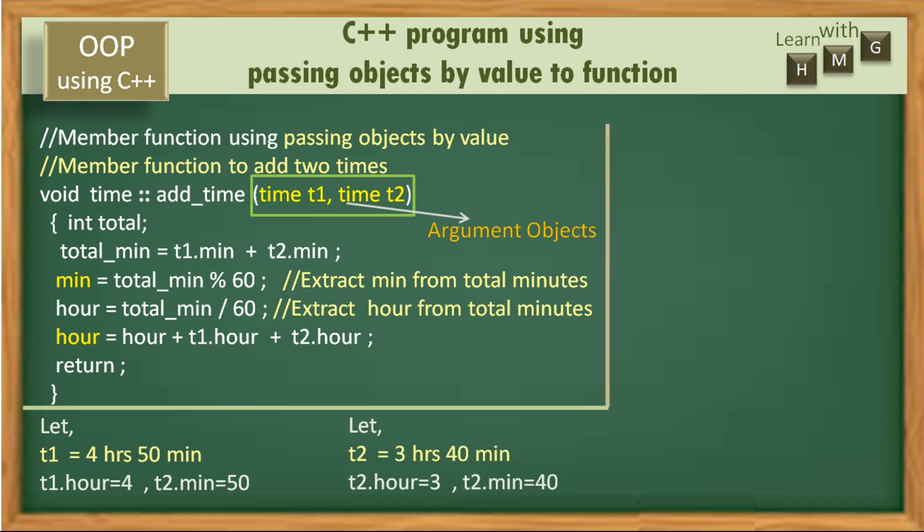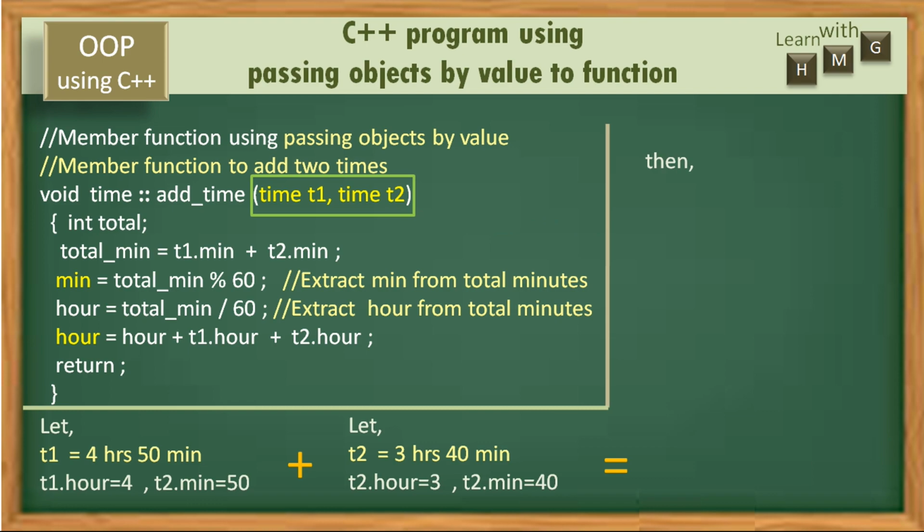Second object is T2 having two values, 3 hours 40 minutes, and these values are used to initialize the data members. T2 dot hour the value is 3, T2 dot minute value is 40. The addition will be performed. How to perform addition? The addition will be performed like this.